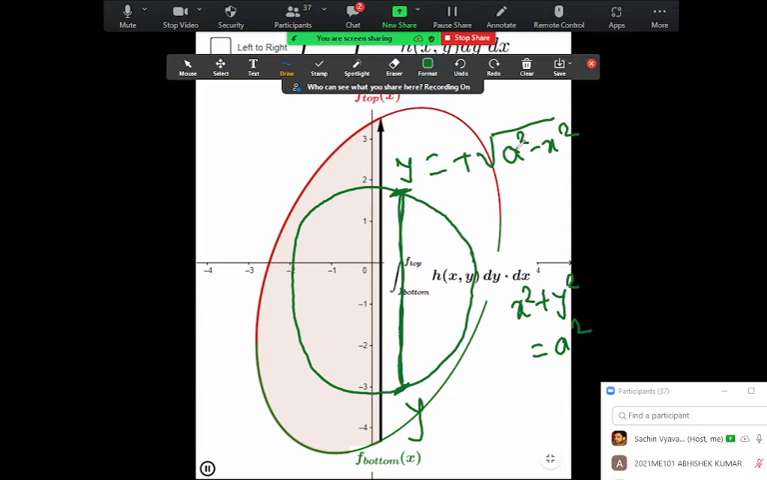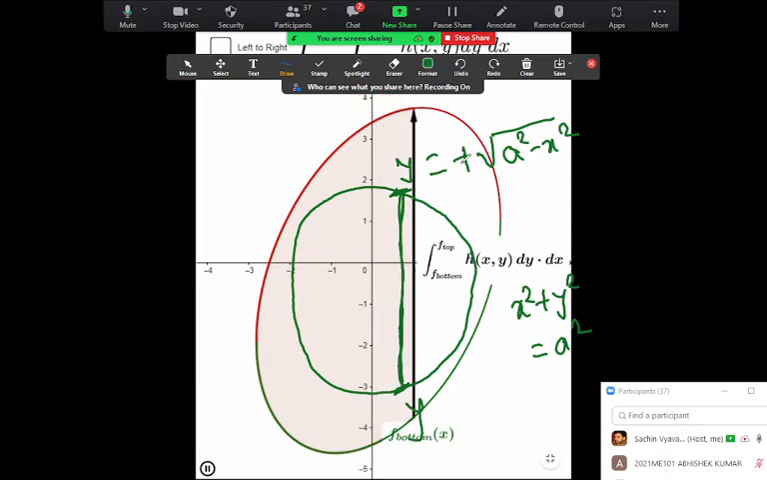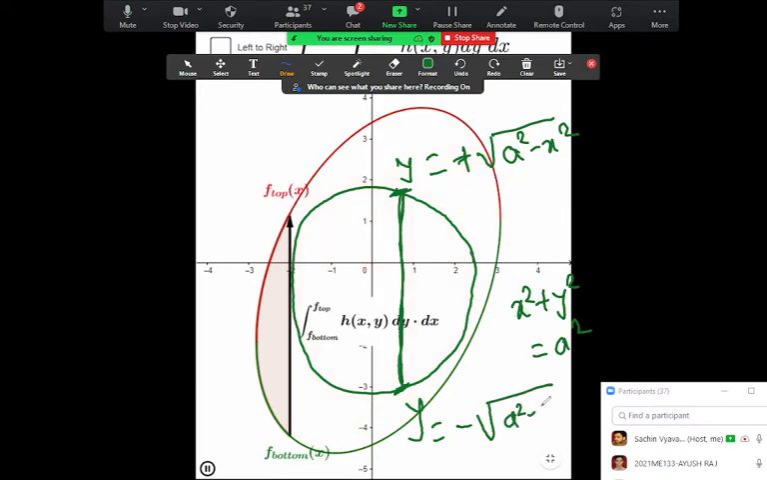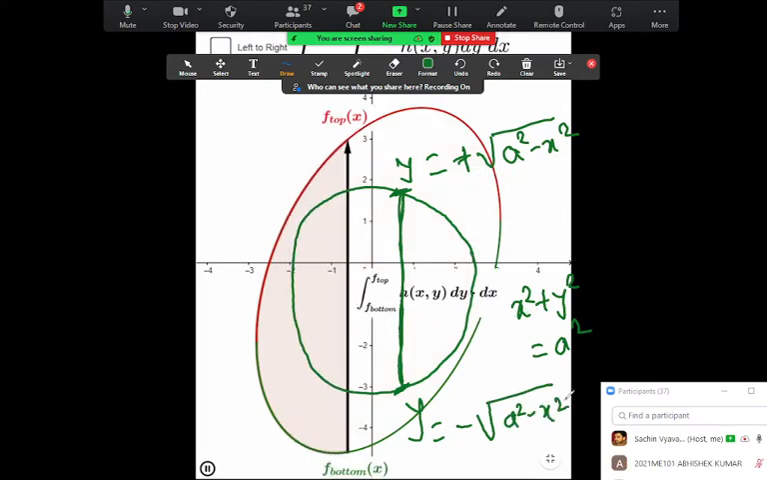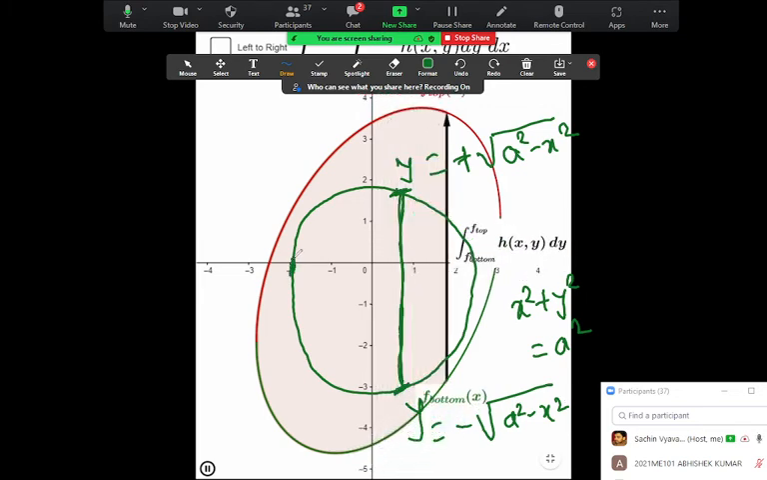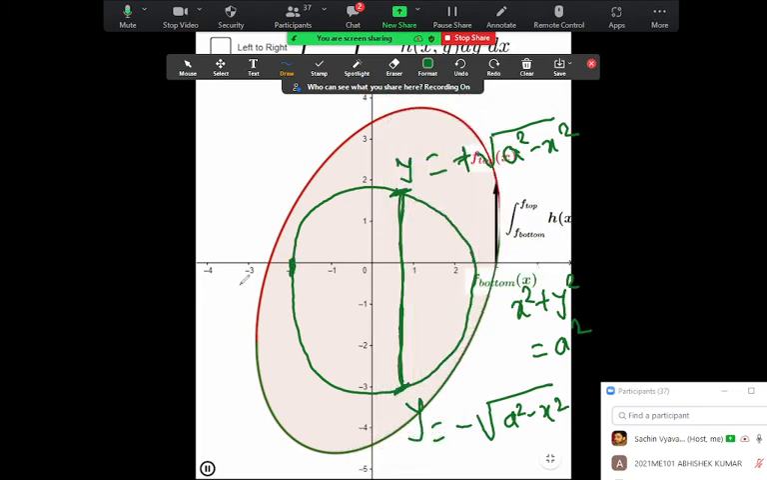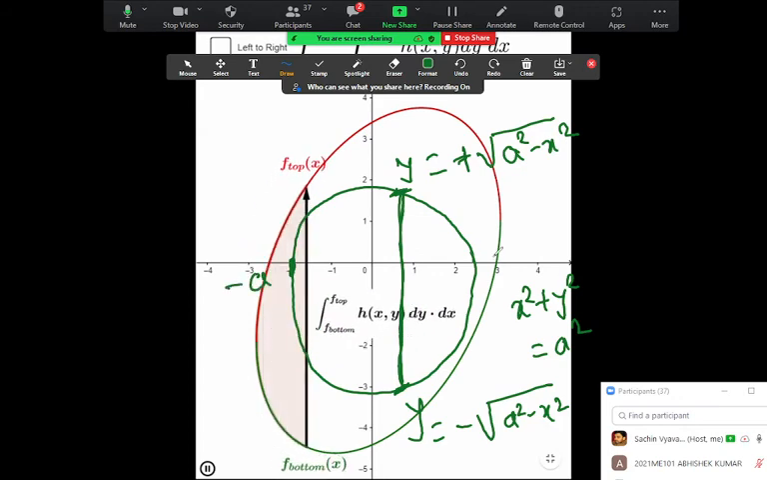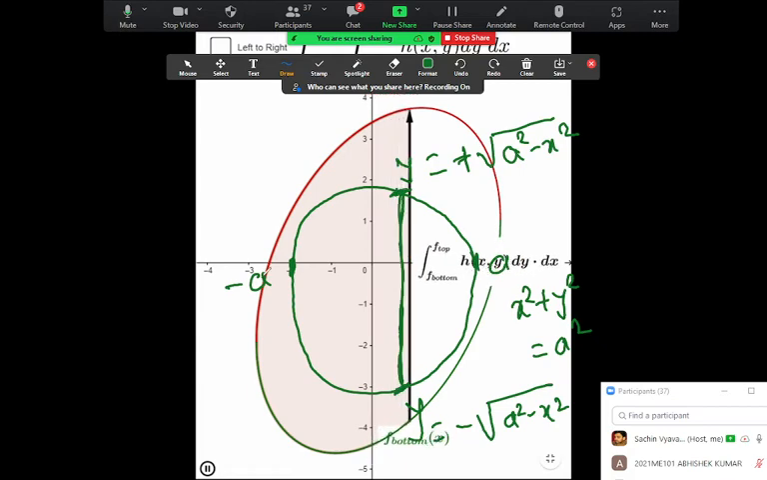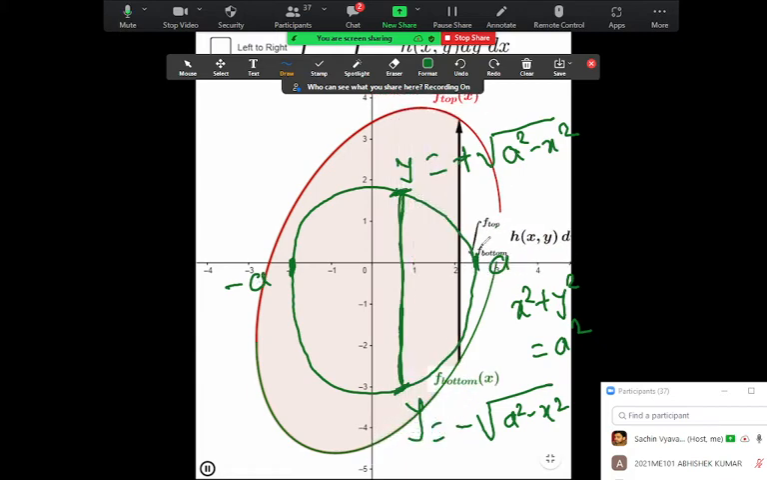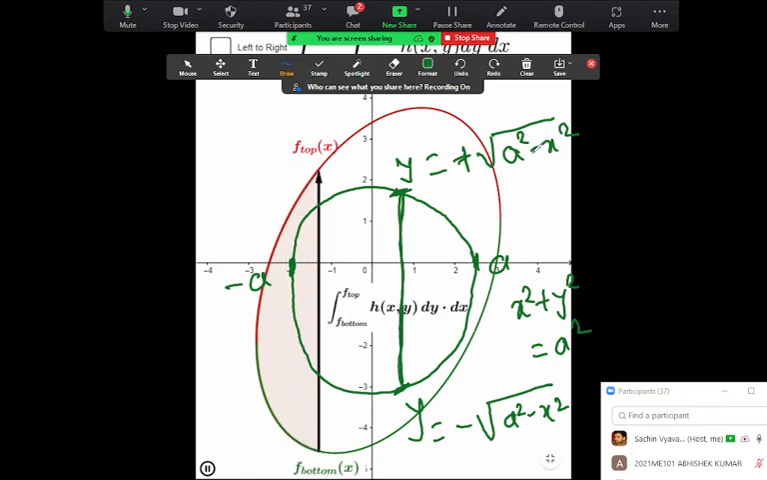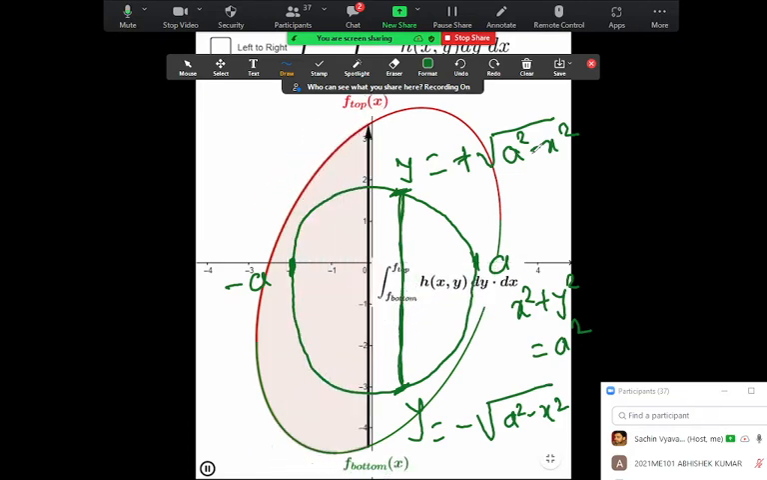On this side it is plus. And what about the bottom side? y equal to minus root of a square minus x square. So that becomes the limits for y. And say this is x equal to minus a, and this side is x equal to plus a. So the double integral on that circle will become minus a to plus a, and then minus root to plus root, dy dx. I hope it is clear how to get the limits there.